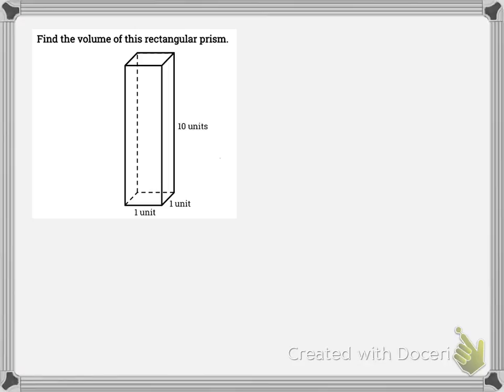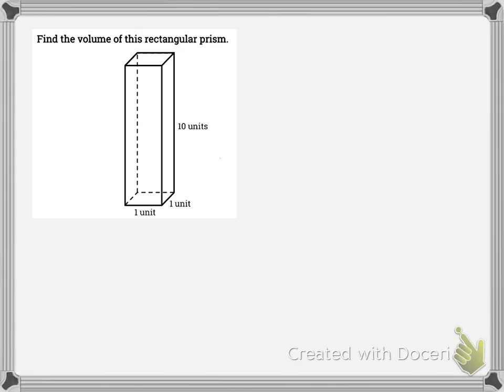So I would like you to solve this one in your book under structured guided practice, and then you'll pause this and then unpause it and check your answer with me. Okay, so go ahead and open your book to Structured Guided Practice. You should see this same rectangular prism. Solve it and then unpause it. So go ahead and pause now.